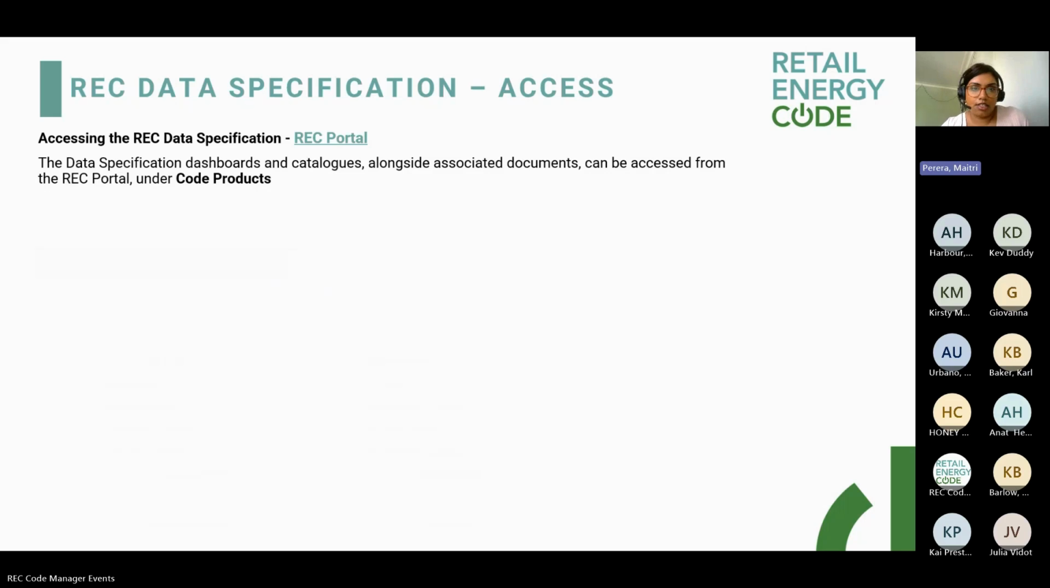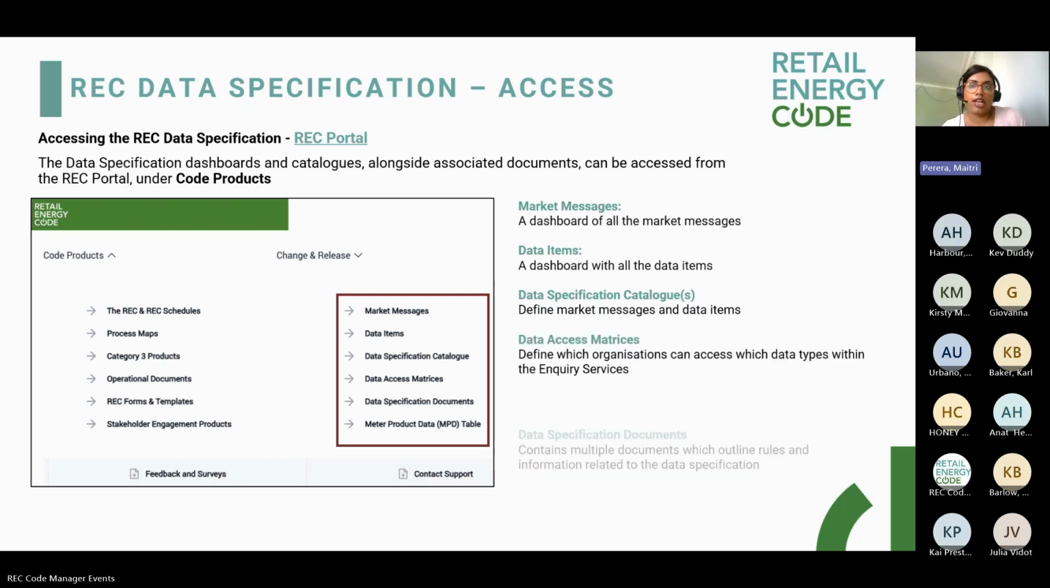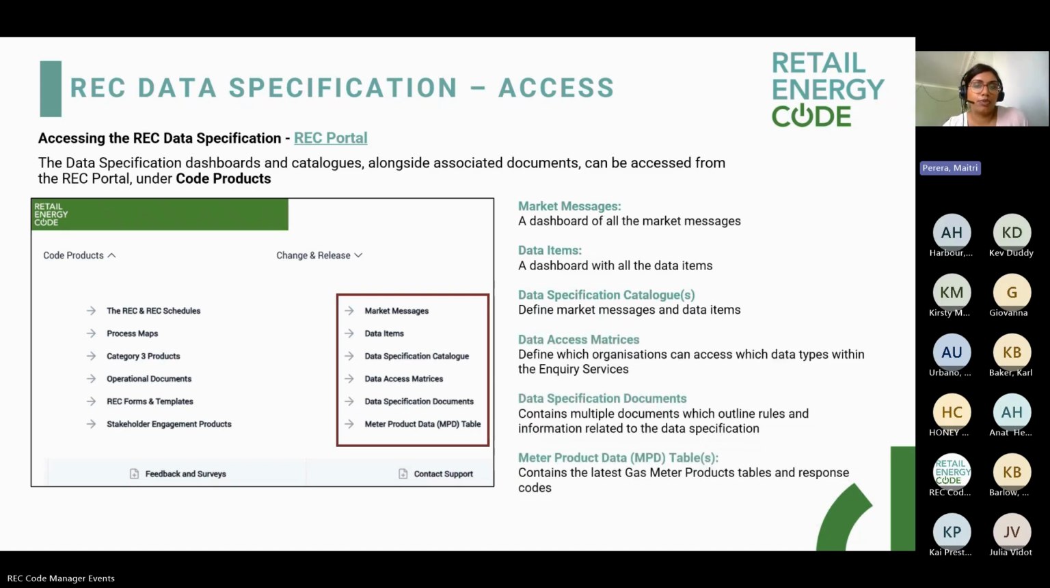And you can click through this as well. So when you're accessing the REC data specification, you can access all REC data specification catalogues, dashboards, and documents from within the REC portal under the code products. And all the items are included on the right-hand side of the screenshot you can see on this slide. I'll just go from top down. So what's included is the market messages. We have a dashboard for market messages, which are the full composite structure of a collection of data items used to send flows between parties.